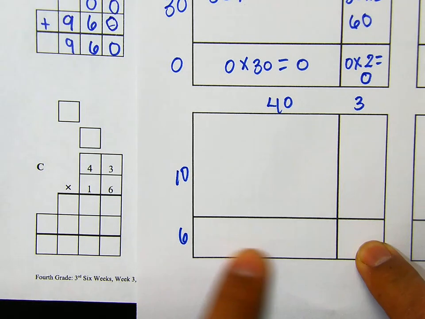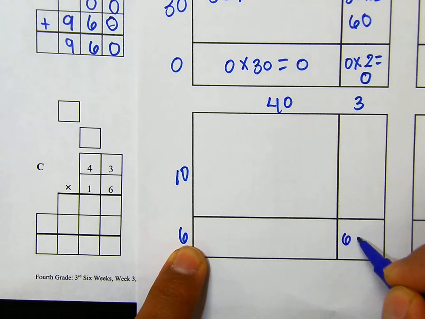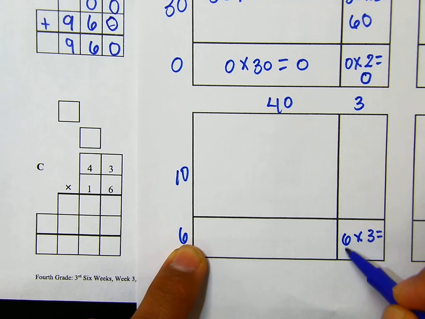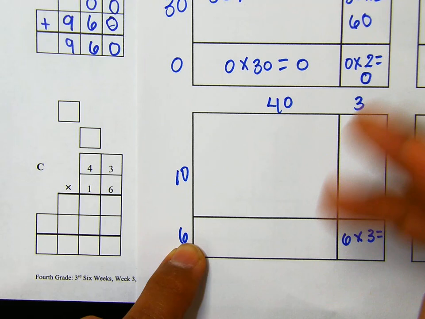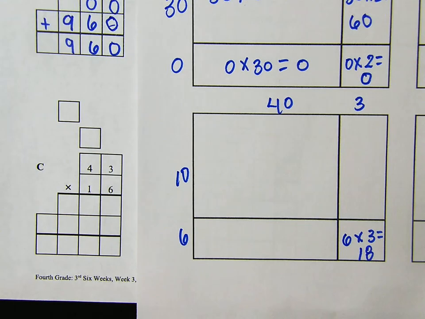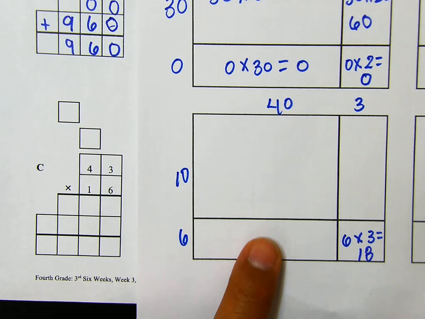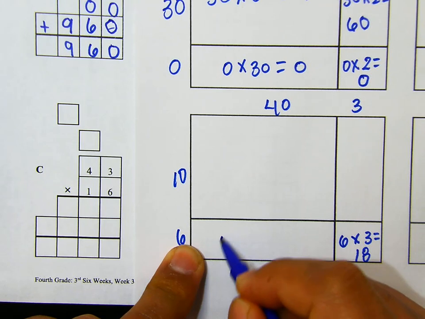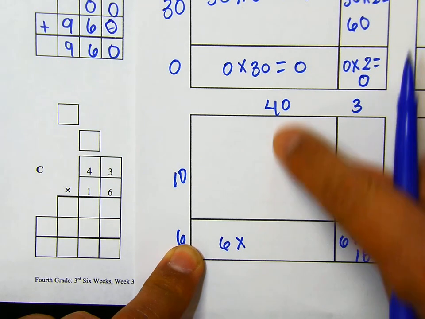So I look to the left, I have 6 times, I look to the top, I have 3. 6 times 3, 6, 12, 18. 6 times 3 is 18. Now I go to the next box. So I look to the left, I have 6 times, I look to the top, 40.